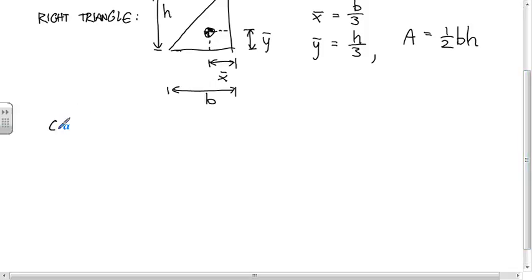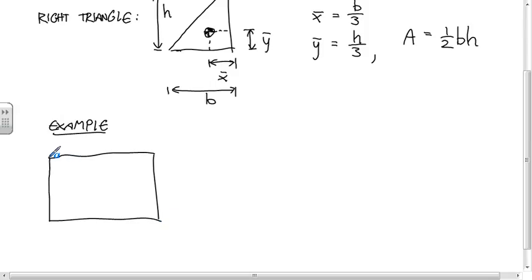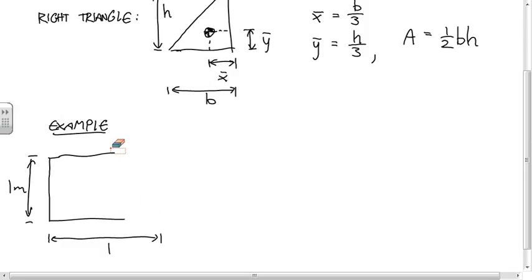Okay, so let me do an example. So let's say that we have a plate with a height of 1 meter and a length of, oh, well, it's a square, I guess. Make it look more like a square. Yeah, it's topology.